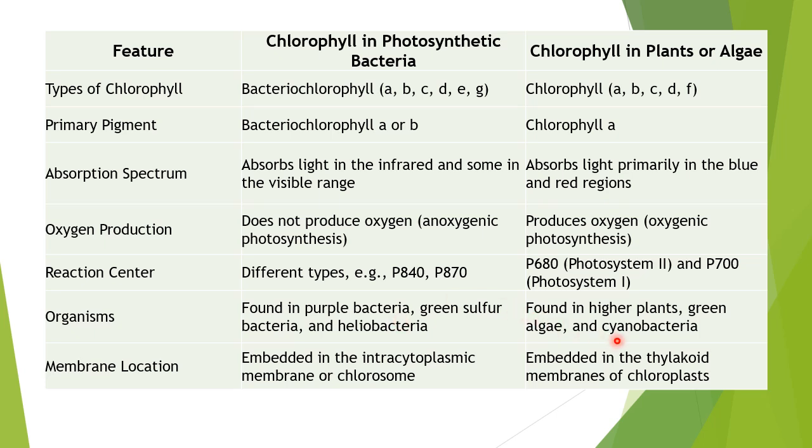Then in case of plants, you can just mention that the higher plants, green algae, cyanobacteria use the chlorophyll A, B, C, D and F. Here they have mentioned cyanobacteria, but it is actually a photosynthetic bacteria. Now membrane location: the chlorophylls are embedded in the intracytoplasmic membrane or chlorosomes, and in case of plants they are embedded in thylakoids or the thylakoid membranes of the chloroplast.